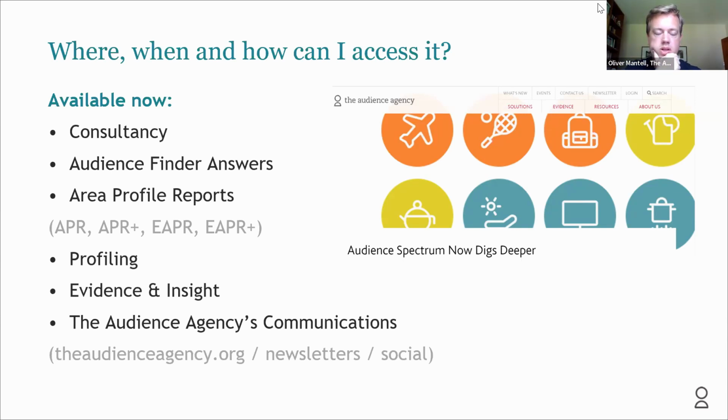There are a variety of different kinds of APRs. There's a very simple, straightforward one that looks at your area, just known as an area profile report. There's an area profile report plus, which gives you quite a lot of access to more background data. And then there are some specialist area profile reports, which are looking at particular kinds of audiences, in particular if you're trying to engage non-engaging audiences, basically. So those are known as the engagement area profile reports.